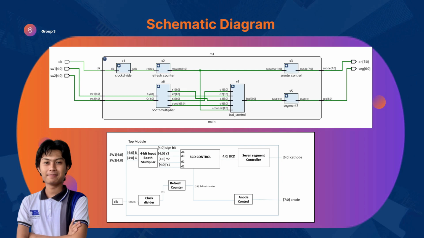The clock is 100 MHz, which we mentioned earlier. So the 100 MHz clock is input to a clock divider module. The clock divider module is connected to the refresh counter, which then counts from 0 to 3 and acts as the input to the BCD control and anode control. The refresh counter enables the module to choose which anode will be turned on and which digit will be displayed at the same time. The output in the 7-segment controller is a 7-bit cathode, and in anode control is the 8-bit anode.